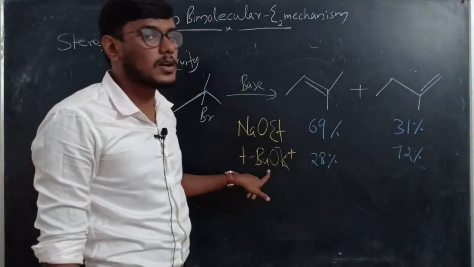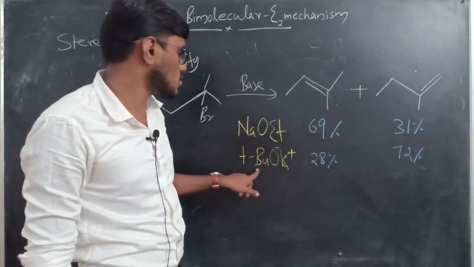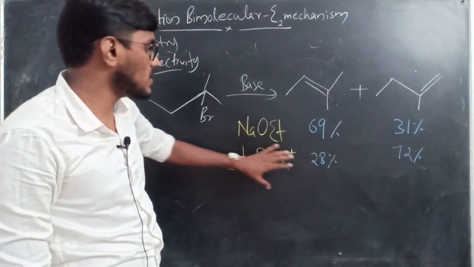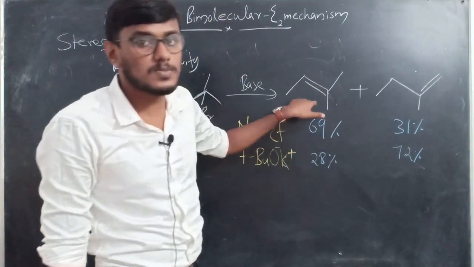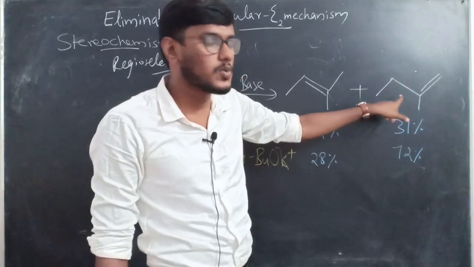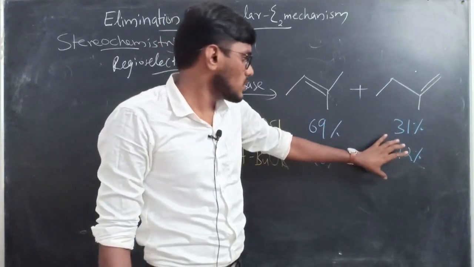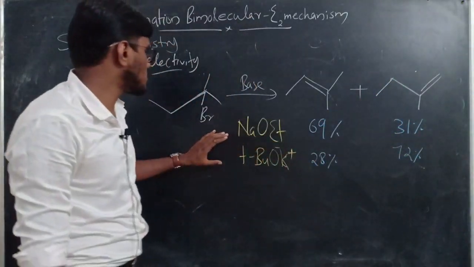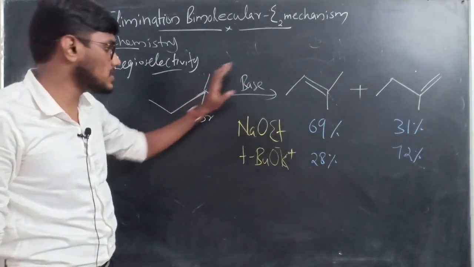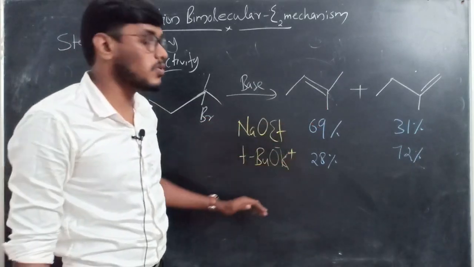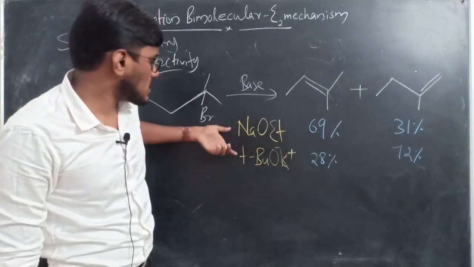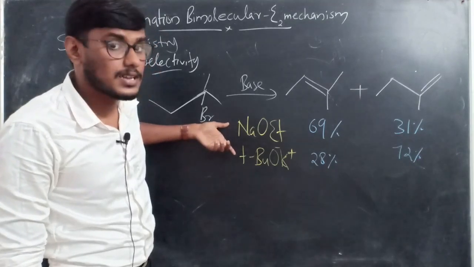When the sodium or potassium salt of tertiary butyl alcohol is used as the base, this is a bulkier base, and only 28% of this more substituted product is formed, and 72% of this less substituted product is formed. So this observation, the elimination of this compound, gives the proof for the regioselectivity in E2 reaction when the size or the bulkiness of the base increases.